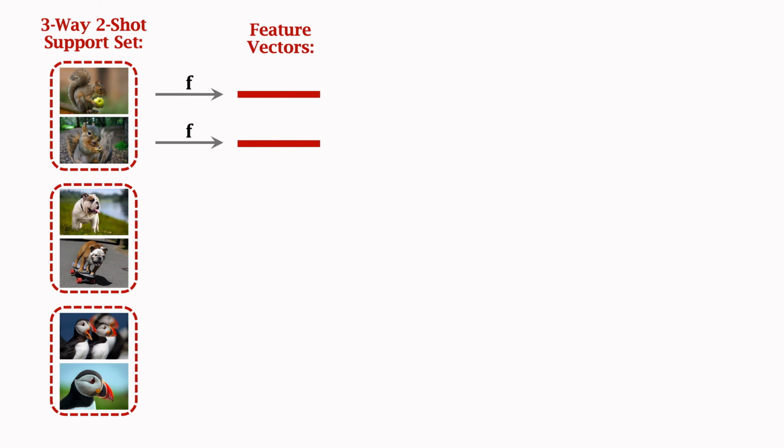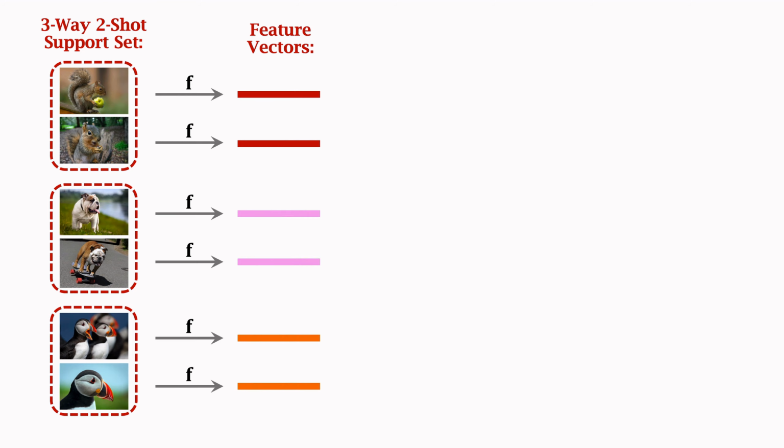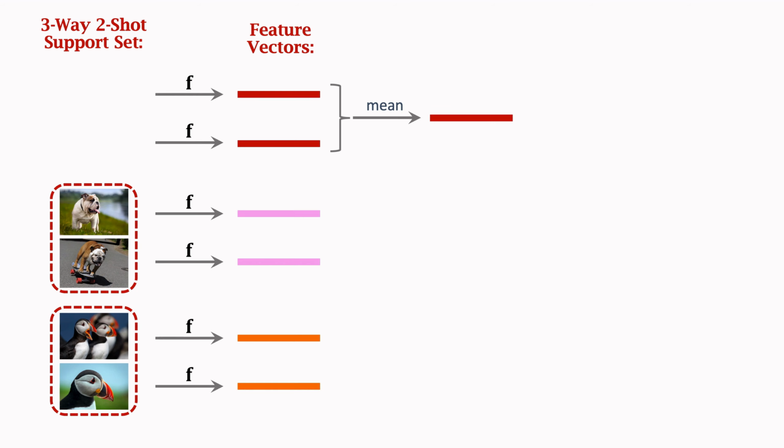Apply the neural network F to extract features. Each image is mapped to a feature vector. In this example, each class has 2 samples and thereby 2 feature vectors. Average the 2 feature vectors of squirrels to get a mean vector. The obtained mean vector is the representation of the squirrel class.